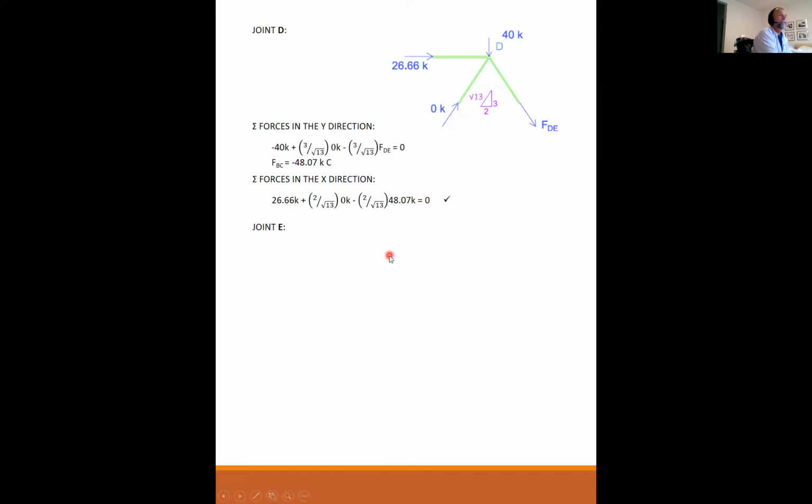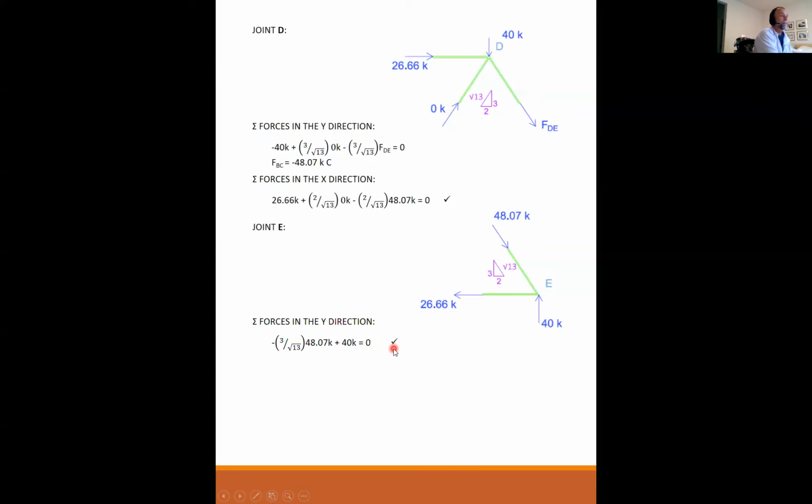Then we go to joint E, our last joint. And as you can see, there are no unknowns now on joint E. Everything's been solved for, but there's still utility here. I can still sum the forces in the y, and I have minus 3 over radical 13, it's minus because it's pushing down, times 4807, plus my end reaction of 40 pushing up equals 0.